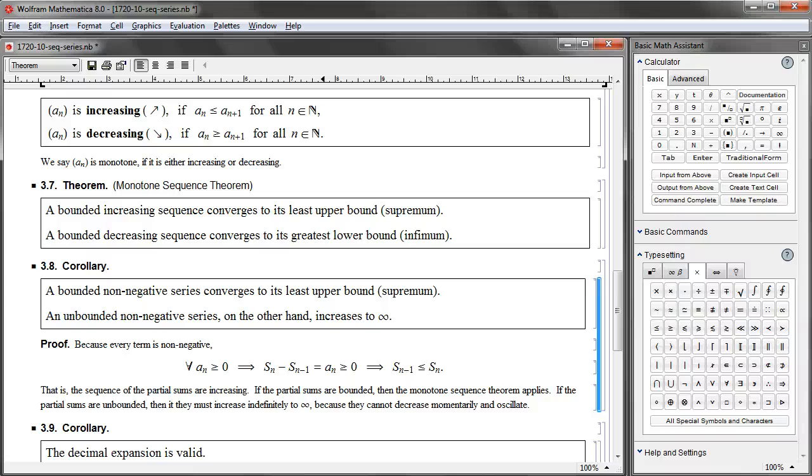Here is a brief proof. S_n minus S_{n-1} is a_n, which is greater than or equal to 0 because every element is non-negative. Consequently, S_{n-1} is less than or equal to S_n, so the next term is always greater, where S_n is the partial sum, as you remember.